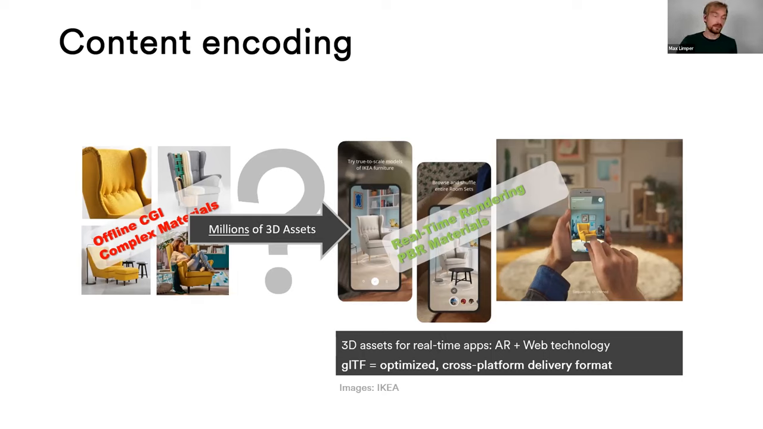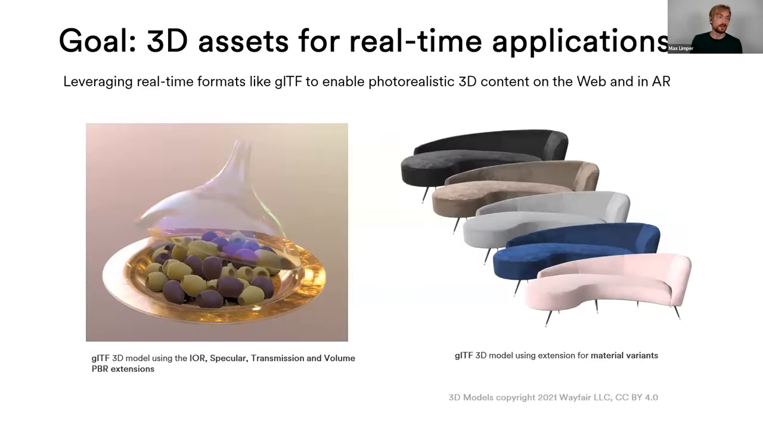So, glTF is one example as a target, an optimized cross-platform delivery format that can be efficiently used on the web and in AR. So how do we get there? There are some more properties, like we heard about also during the Q&A from the CG Trader talk here. There are extensions like IOR, specular, transmission and volume that mimic different rendering effects that are sometimes very hard to even show in real time, but we can do it, and there are even standardized ways to do it now with these glTF extensions, which is super exciting. But still, the way these materials are set up is quite different from the way the offline materials are set up. And on the right-hand side, you see another useful extension, which is called material variants.